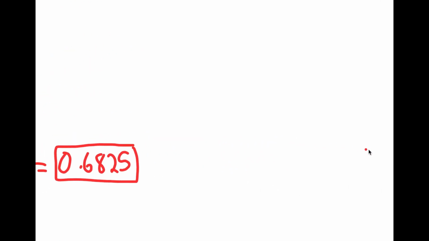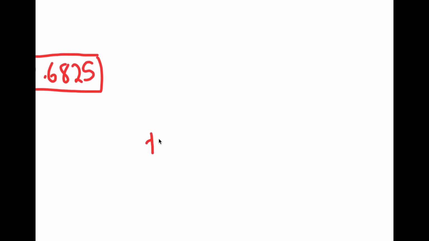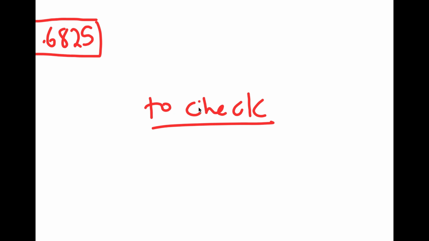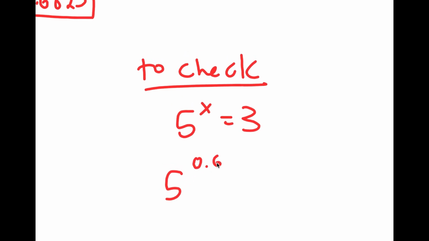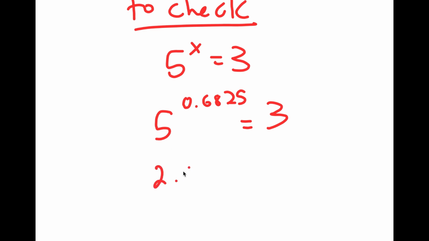Now, for an important part of solving, I'm going to check to see if this solution is right. So my original equation was 5 to the power of x is equal to 3. So if I plug in that value of x, I get 5 to the power of 0.6825 is equal to 3. And this is equal to 2.999, which is approximately equal to 3.